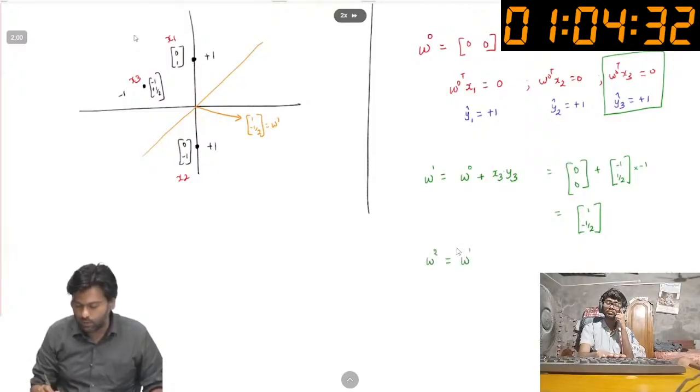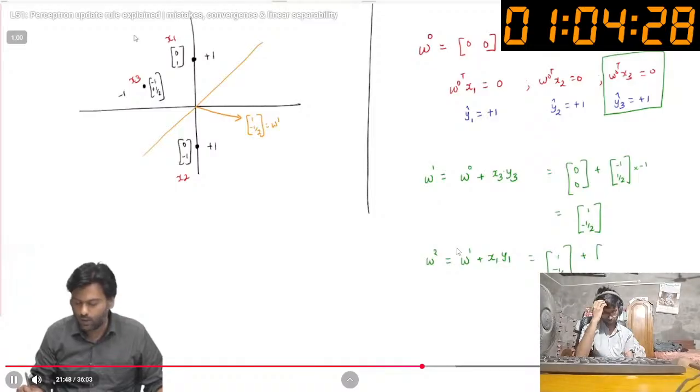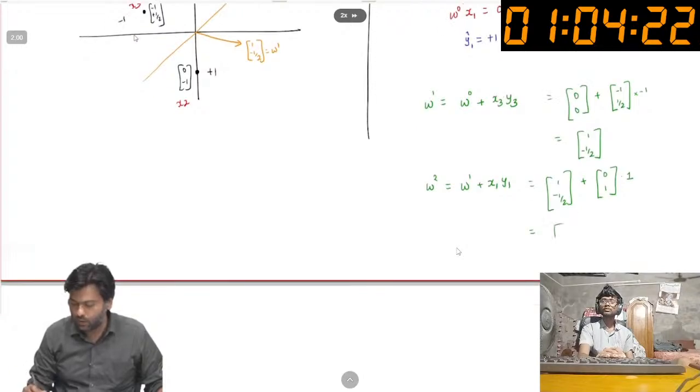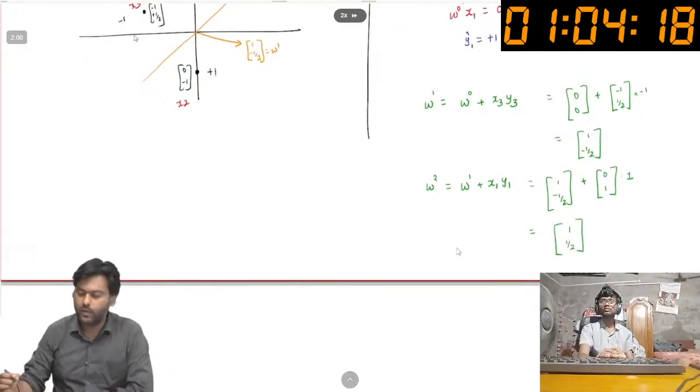So my W2 is going to be W1 plus x1 times y1. Well, what is W1? 1, minus half, plus what is x1? x1 is 0, 1, times what is the label of x1, which is 1. Now what would this give me? Well, this is going to give me 1 plus 0, which is 1, minus half plus 1, which is half, right? So this is going to give me 1, half. So that's going to be my W2.